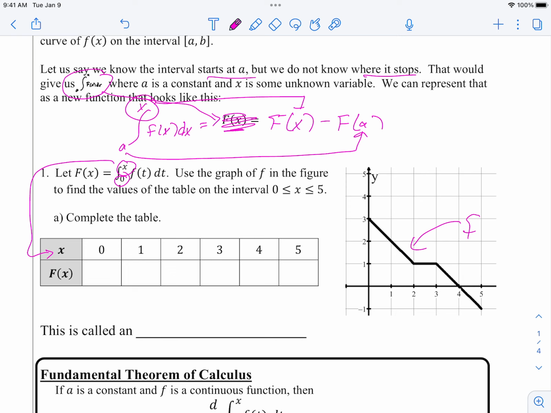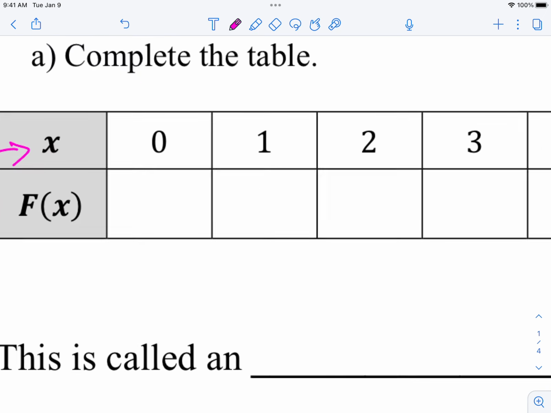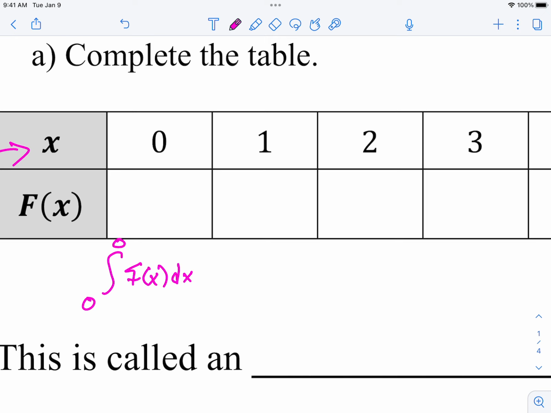What would the represented area under the curve, which again is area between the x-axis and the curve, be for that particular x? So for the first one, if I put in 0, it really means, I'm going to write really tiny underneath here, that would be the integral from 0 to 0 of f of x dx, like that. And that's always going to be 0.